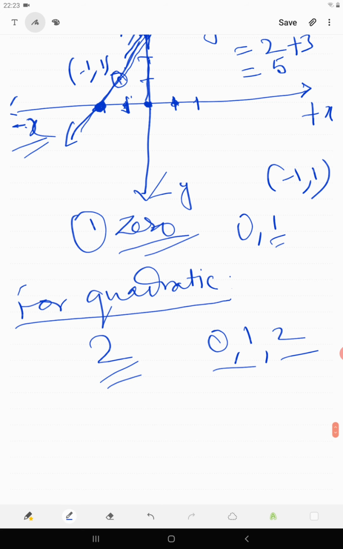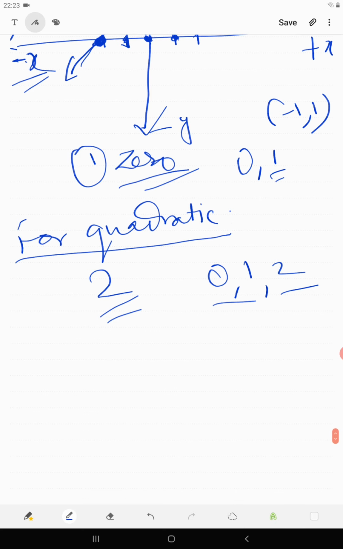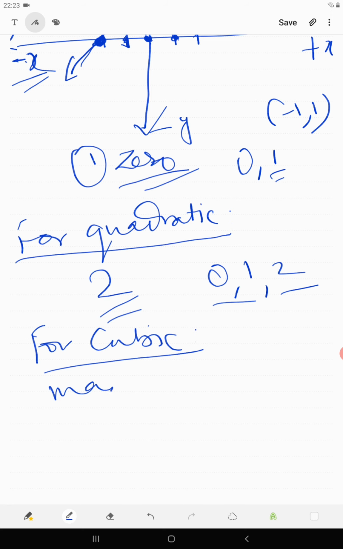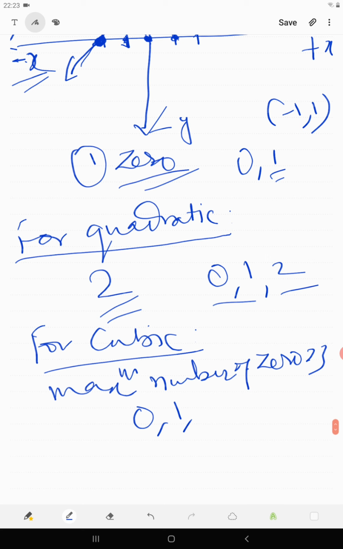So whatever the degree, can you see one thing? The degree for a linear equation was 1, and the maximum number of zeros is also 1. For a quadratic equation, the maximum degree was 2, and the maximum number of zeros for a quadratic equation is also 2. Okay, and for cubic, the maximum number of zeros will be 3. That means it can have 0, 1, 2 or 3 zeros. The maximum number of zeros is 3.